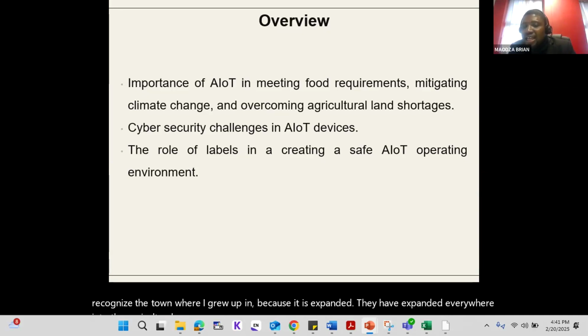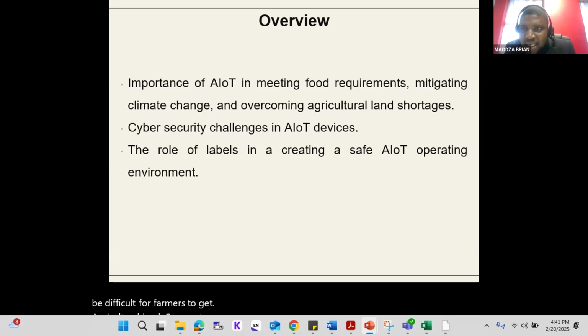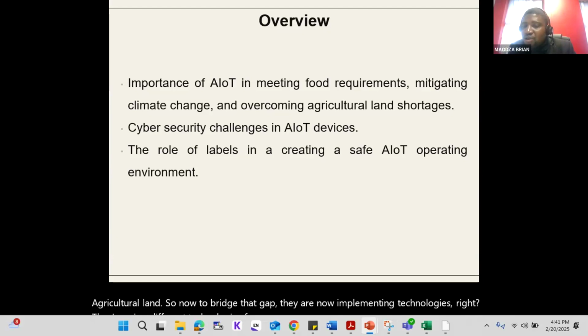So you can think about the coming 20, 30 years. It means it will be difficult for farmers to get agricultural land. So now to bridge that gap, they are implementing technologies, right? They're using different technologies, for example artificial intelligence, big data analytics, and also agricultural Internet of Things. Agricultural Internet of Things is just a term we used in our research for the Internet of Things being used in agriculture, which we can call AIoT.